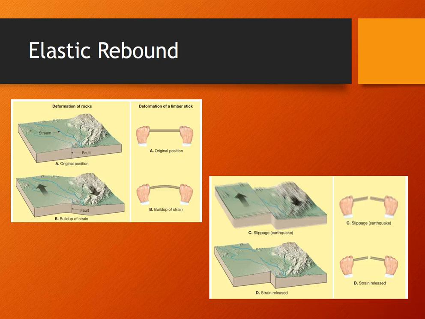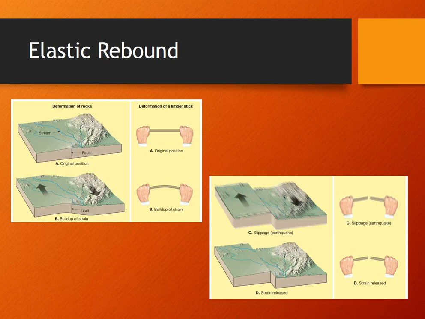When a rock deforms brittly, it breaks. But then there's the elastic deformation. And in elastic deformation, your rocks are able to bend under stress. But when that stress is released, it returns to its original position.